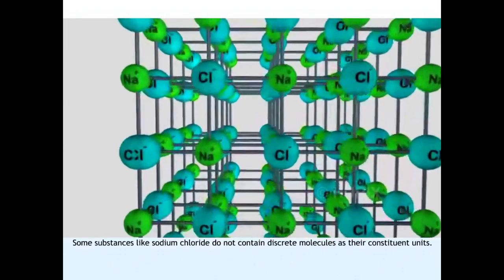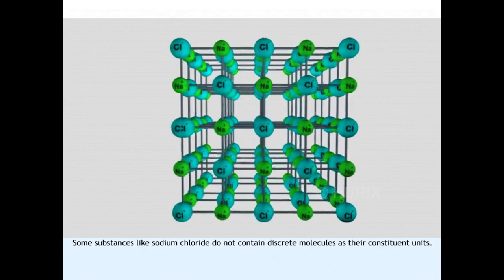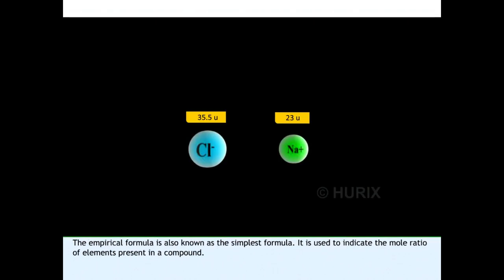Formula mass. Some substances like sodium chloride do not contain discrete molecules as their constituent units. They contain positive sodium and negative chloride entities arranged in a 3-dimensional structure. The formula mass, or formula weight, of a molecule is the sum of the atomic weights of the atoms in its empirical formula. The empirical formula is also known as the simplest formula. It is used to indicate the mole ratio of elements present in a compound.